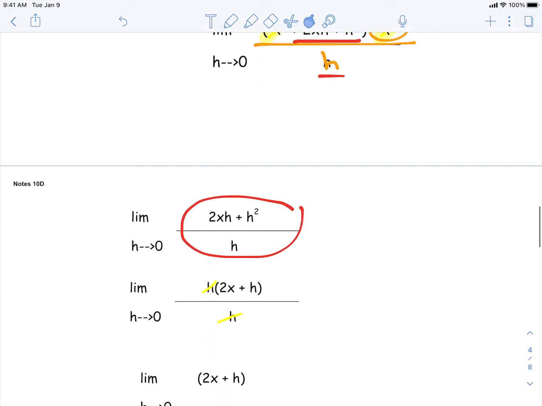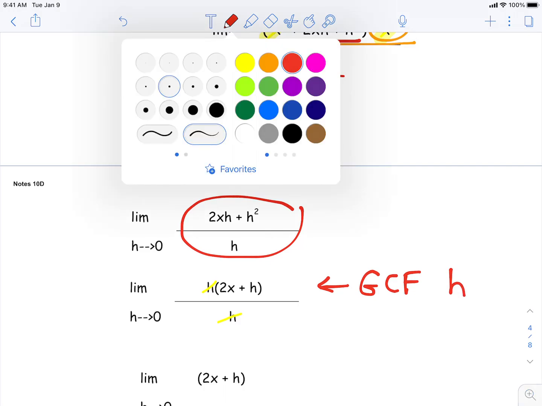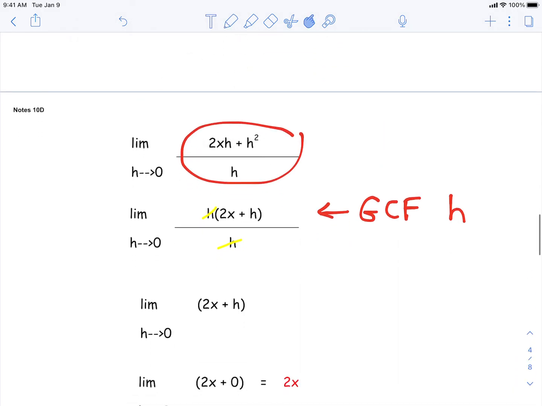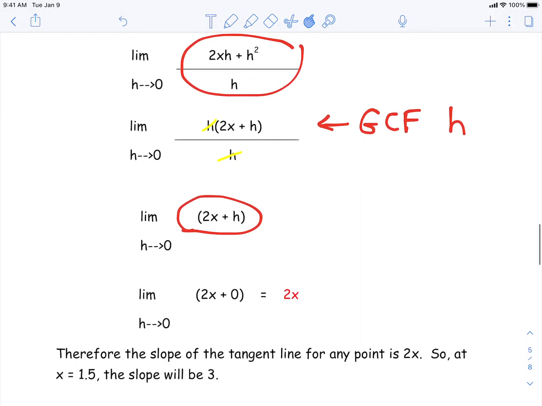Now we're going to factor out the greatest common factor. So we're taking out the GCF of h, leaving us with just 2x plus h. Now we're ready to substitute 0 in for h. That becomes 0. So there is 2x. Therefore, the slope of the tangent line for any point is 2x.